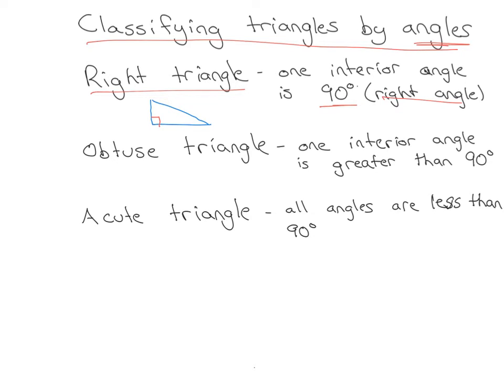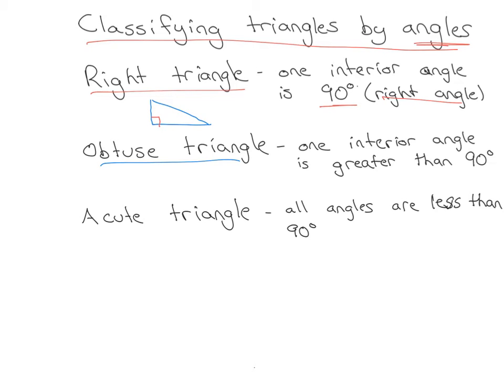Let's go to the second one. The second one is an obtuse triangle. And remember, obtuse angles were angles that were bigger than 90. So what an obtuse triangle is, one of the interior angles is greater than 90. So it's actually an obtuse angle.